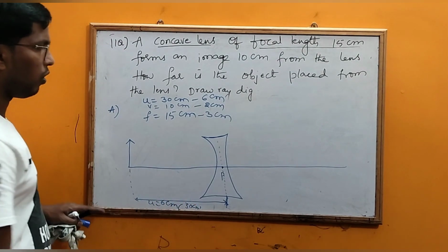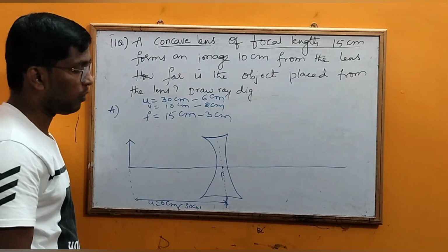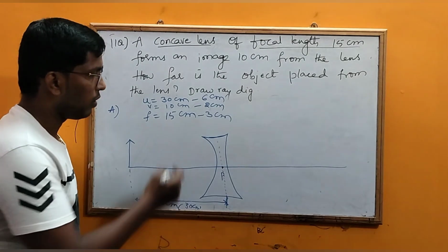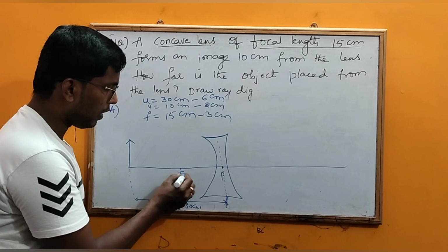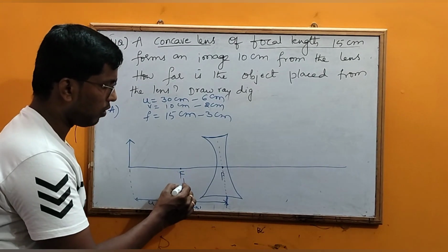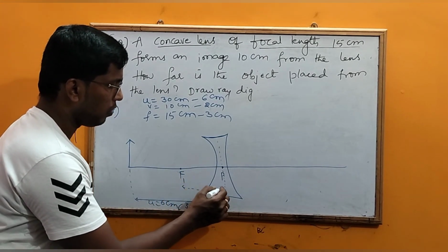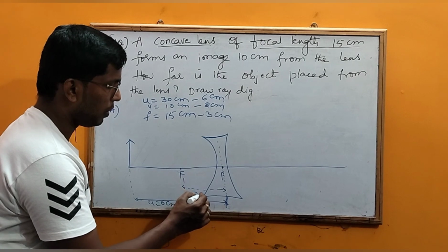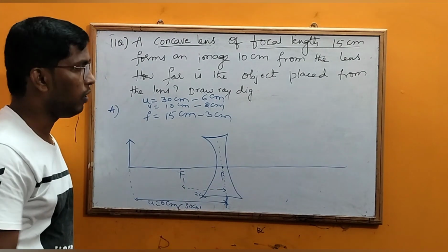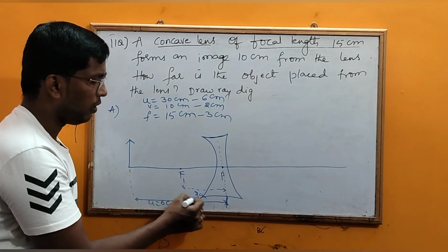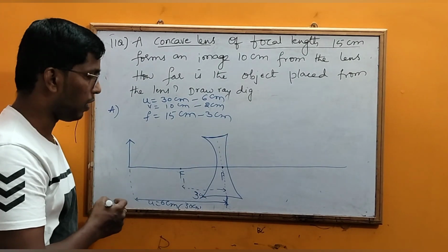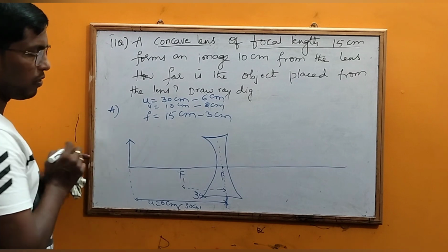And now, the focal length is 3 centimeter. 3 is nothing but 15. So here I will take it as f1. How much distance will this be? 2 centimeter. 2 centimeter is nothing but 10. 3 centimeter is nothing but 15 centimeter here. So now let us consider the light rays.